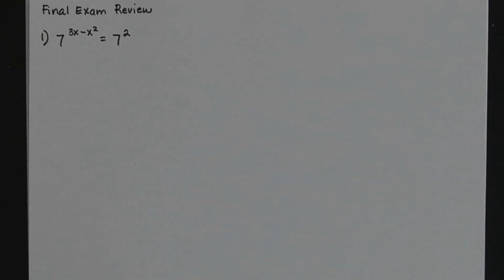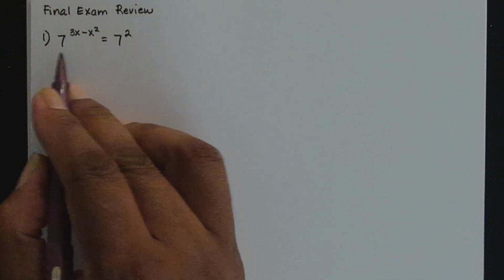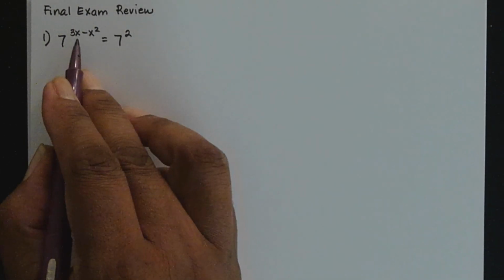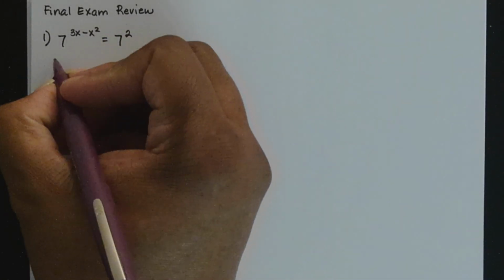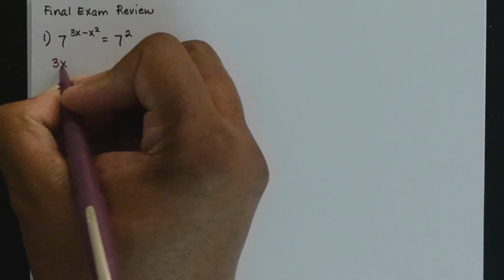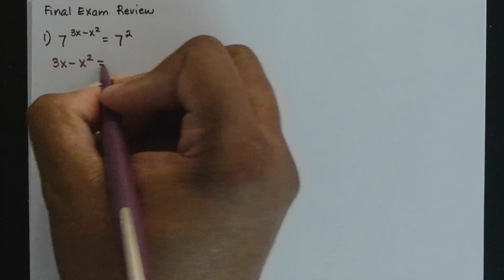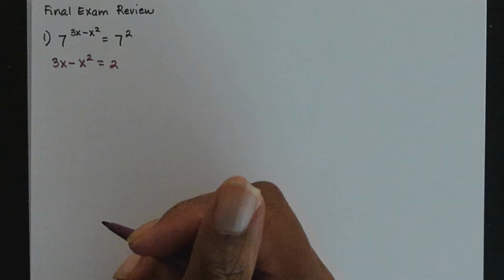And in this problem here, you can see that the bases are the same on both sides. So that means I can set this exponent to be equal to that exponent. That means I can set 3x minus x squared to be equal to 2.